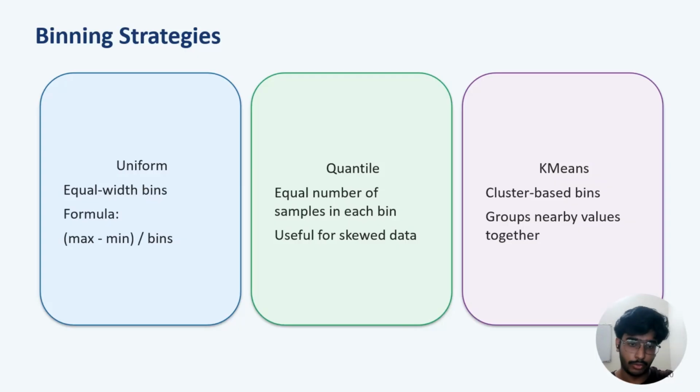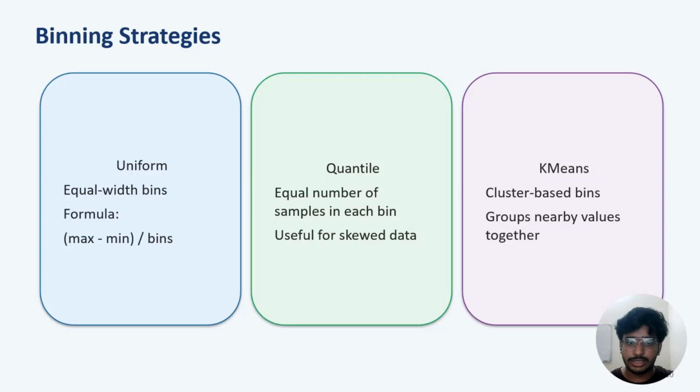I'm again saying notes are very important. You can check it out in the link given in the description below. I will also attach the notes link in the comments, so don't forget to check it out. The bin width is the max value minus the min value divided by the number of bins. So the uniform strategy is simple, but it may not work as well if the data is highly skewed.